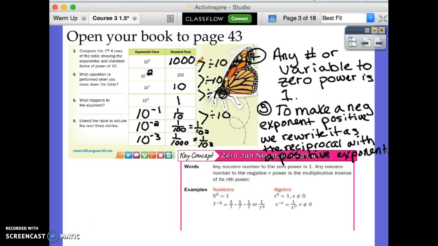And that's stated here on page 44 in your textbook in that key concept box. Any number with a 0 exponent is 1, or any variable with a 0 exponent is 1. We have this negative exponent, so I wrote it as the reciprocal, 1/7, as a positive exponent. I have this negative n. I wrote the reciprocal of 1 over x with a positive exponent. So let's look at practice.